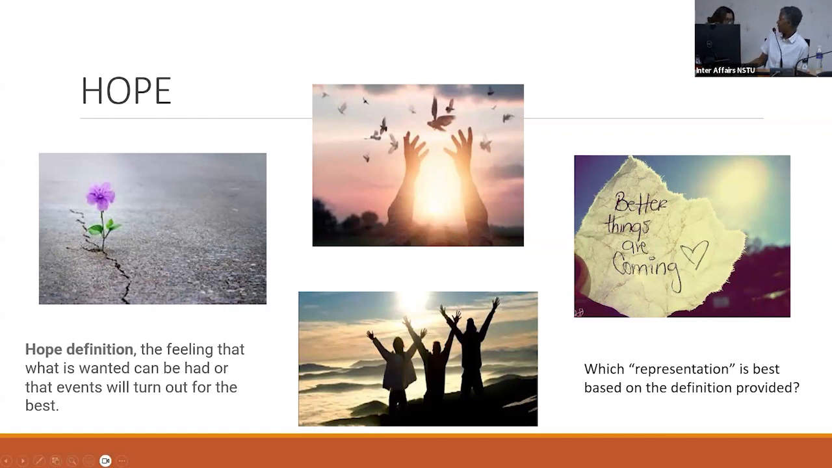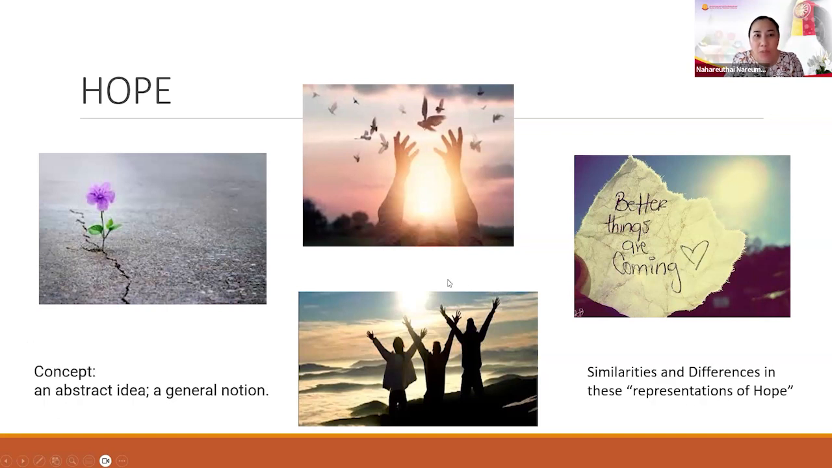Nahat Ritai? You recognize your name? Yes, Professor. Good afternoon. For me, I think picture two: hands and a lot of birds and sun. I think as long as the sun is rising, we still have hope every day. Thank you for that.